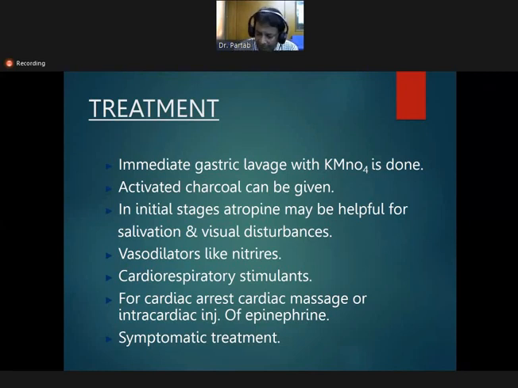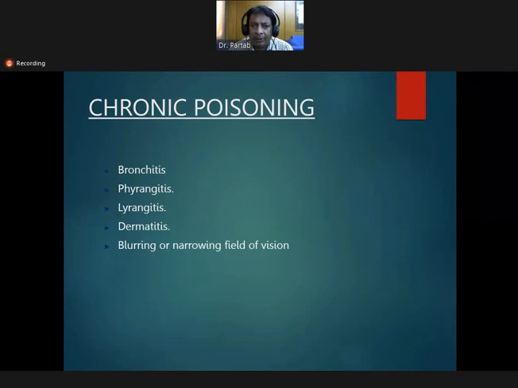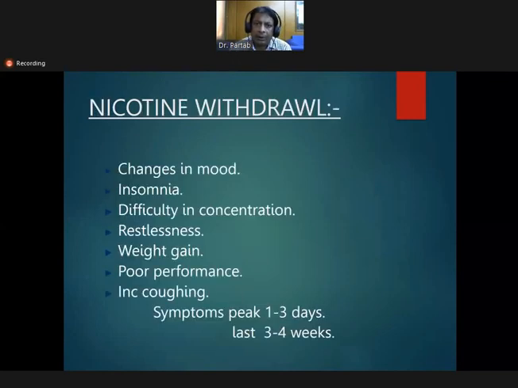Other treatment is symptomatic. No specific treatment or specific antidote is present to counteract the effects of nicotine. Chronic poisoning: the chronic effects of nicotine are bronchitis, pharyngitis, laryngitis, dermatitis, and blurring or narrowing of the field of vision. Nicotine withdrawal effects: if you stop long-term use of nicotine, there are changes in mood, insomnia, difficulty in concentration, restlessness, weight gain, poor performance, and increased coughing. Symptoms peak at 1 to 3 days or last 3 to 4 weeks. So these are the effects of nicotine withdrawal.